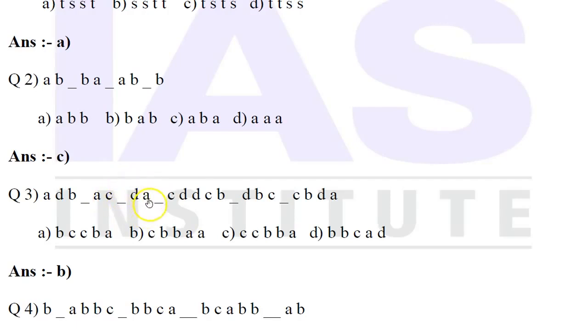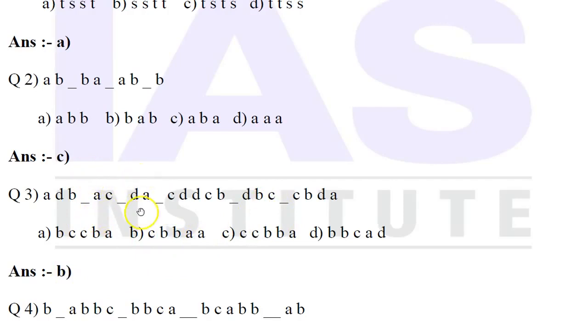Definitely B. You have A dash CD, what would come here? Again B. Now if you observe here, what would come in this particular place? A would come here. Okay, C, B, A, D. Now A, C, this particular one, what would come here? D, B, C, again A. That's why option B, C, B, B, A, A is the correct answer here.